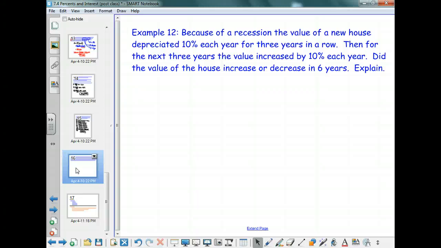Are you tracking with me? And if it doesn't matter, that means you can pick what you want. So I'm going to pick a nice, full, wonderful value of $100,000. It's a reasonable amount for a price of a home. There are homes that are that price. So we're going to use $100,000 as the original price of the home.